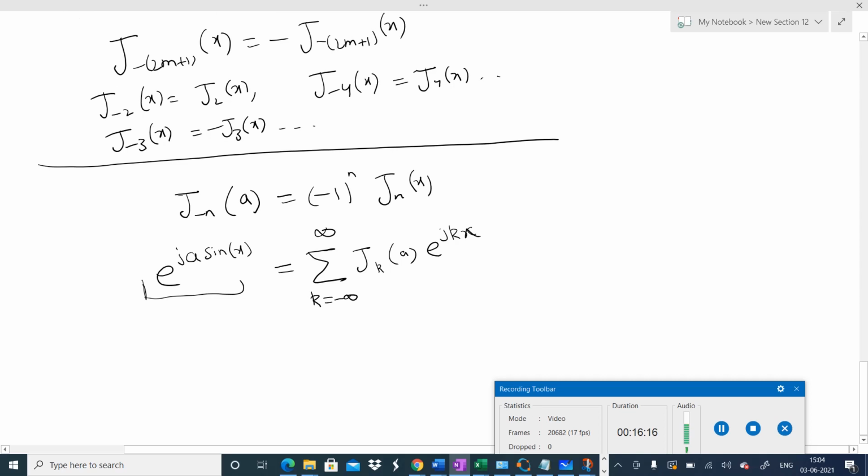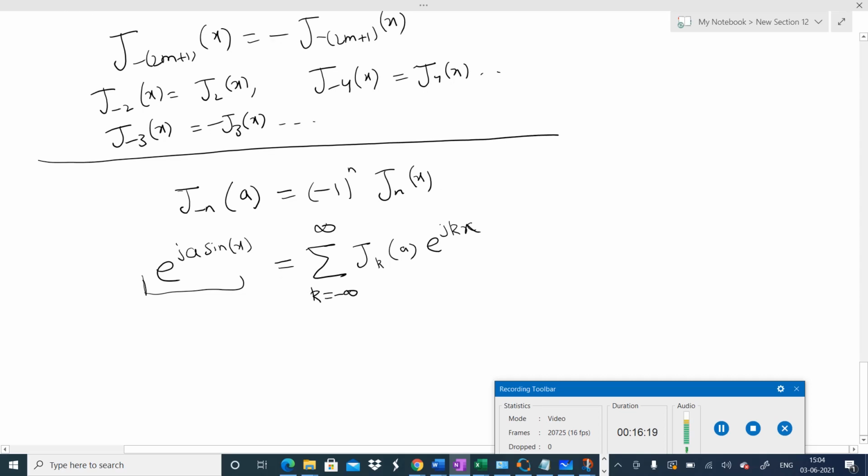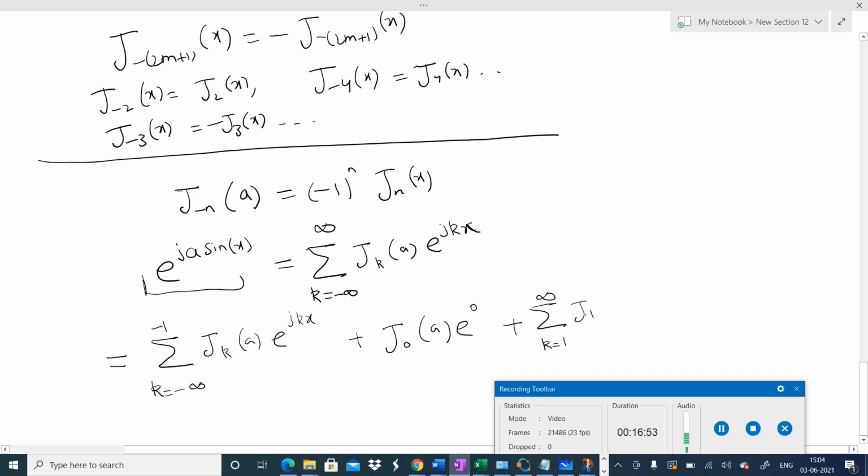Now my main objective is to show how we got those even terms of Bessel function and odd terms of Bessel function. Now you see this summation. Now I will break it up into two parts. One is k equals minus infinity to minus 1, jk of a e to the power jkx, plus 0, I will directly put j0 of a e to the power 0, then plus k equals 1 to infinity jk of a e to the power jkx, right?